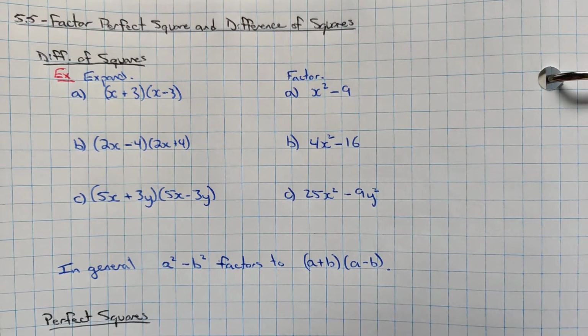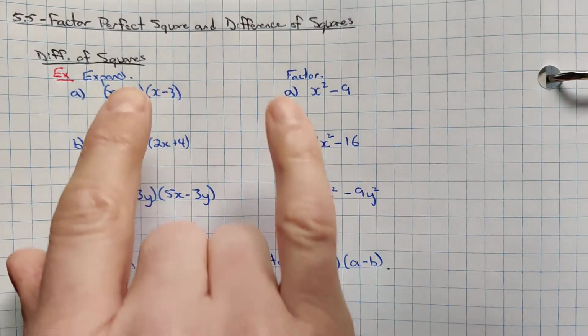Earlier in this unit, we took a look at perfect square trinomials and difference of squares. Now we're just looking at factoring them. Again, they should be really easy if you know what to look for in a perfect square trinomial and a difference of squares. We'll start with difference of squares. They're generally the easy ones.